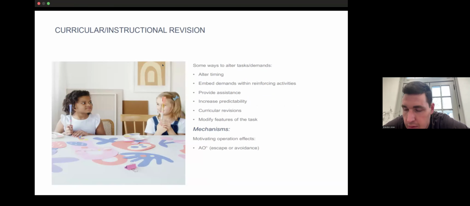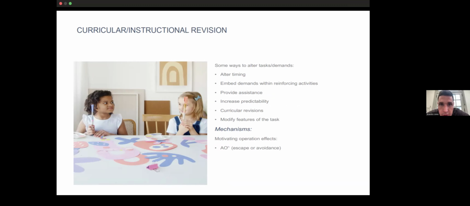Curricular and instructional revision. Some ways to alter tasks or demands. This is kind of like what we were talking about before. Grace and Curlin, you guys both had good examples. Altering the timing of how long you might engage in something, maybe even when that task is presented. I like this one, embedding demands with reinforcing activities.